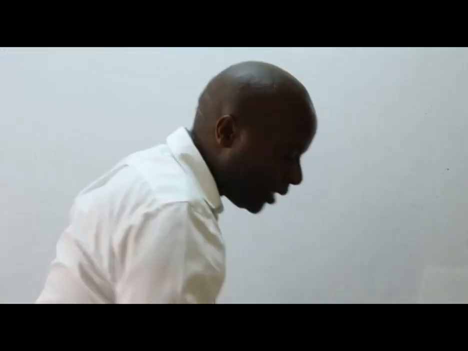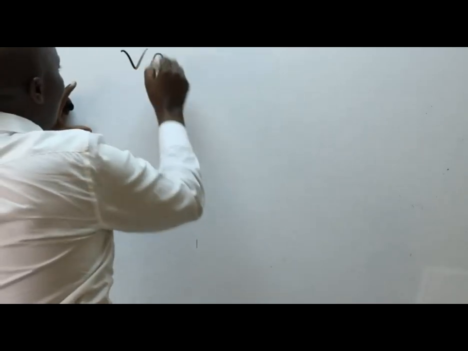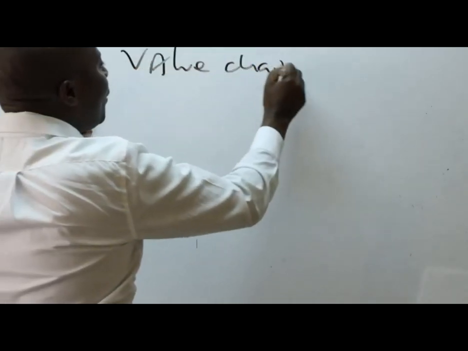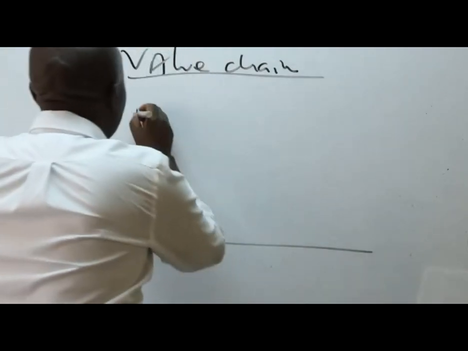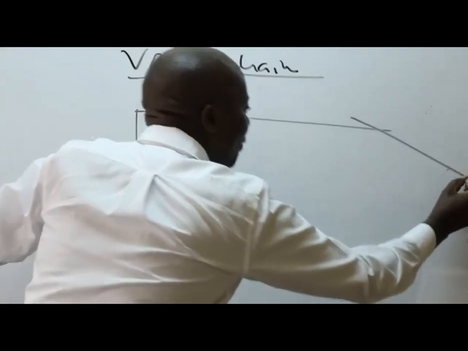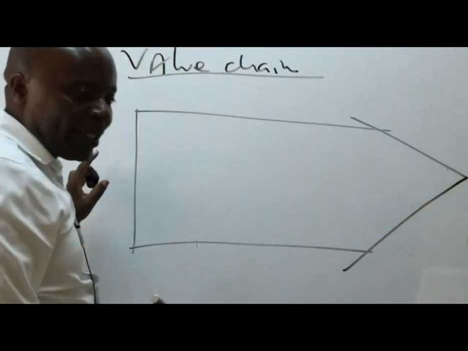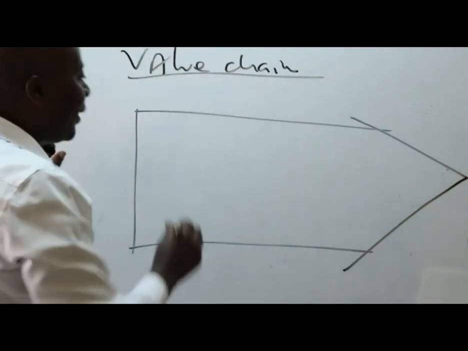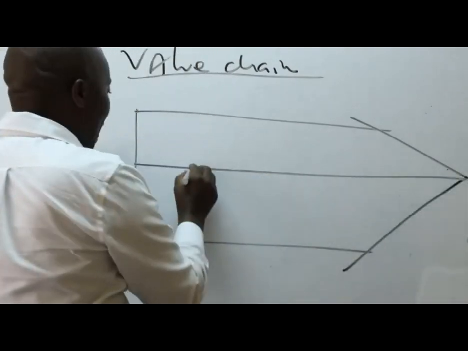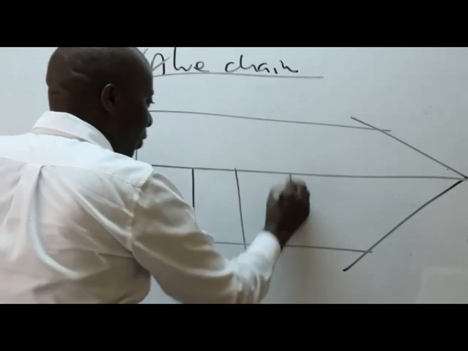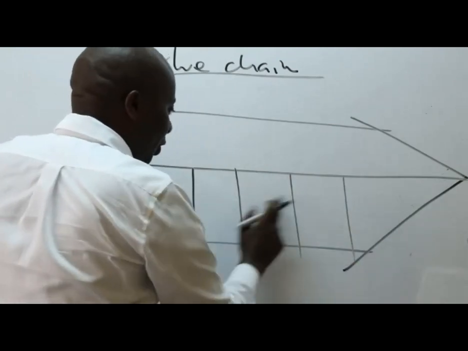You must have done this with your mwalimu. Ladies and gentlemen, this is how the value chain looks. It looks like a bullet. I'm so sure most of you here have never seen a bullet, right? And then this value chain is divided into 2, like that. So we have number 1, number 2, number 3, number 4, 5.